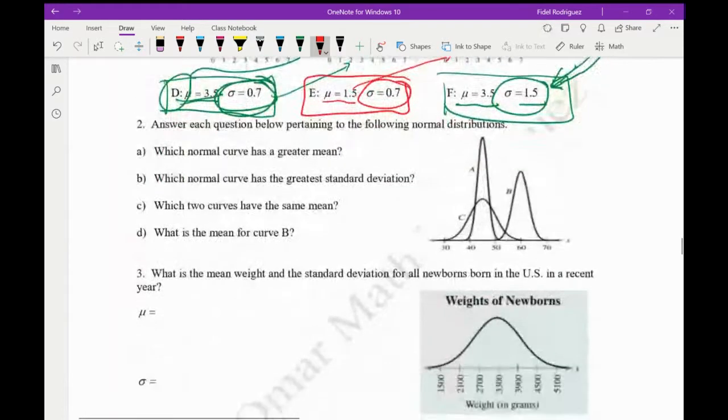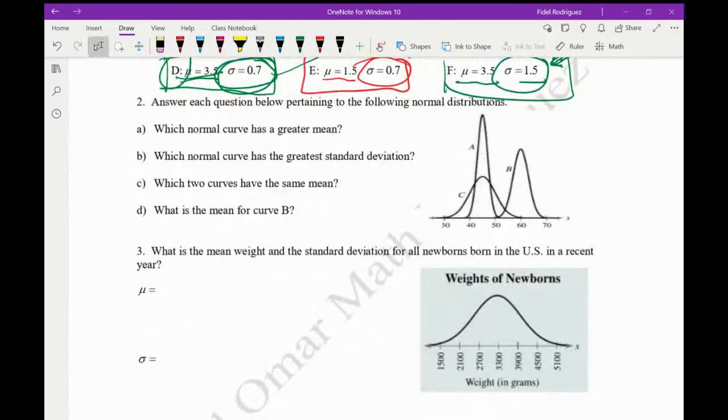Now let me jump over to number 2. Number 2 says, answer each question below pertaining to the following normal distributions. It says, which normal curve has a greater mean? So remember, the mean is going to be the middle of the graph, okay?